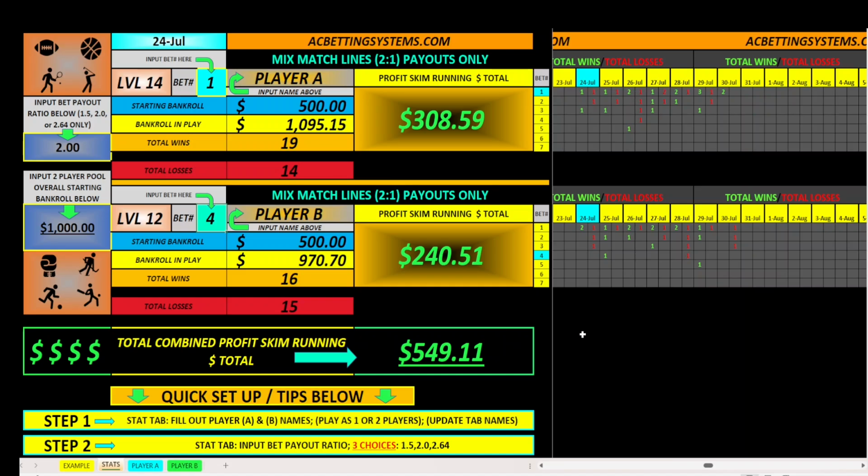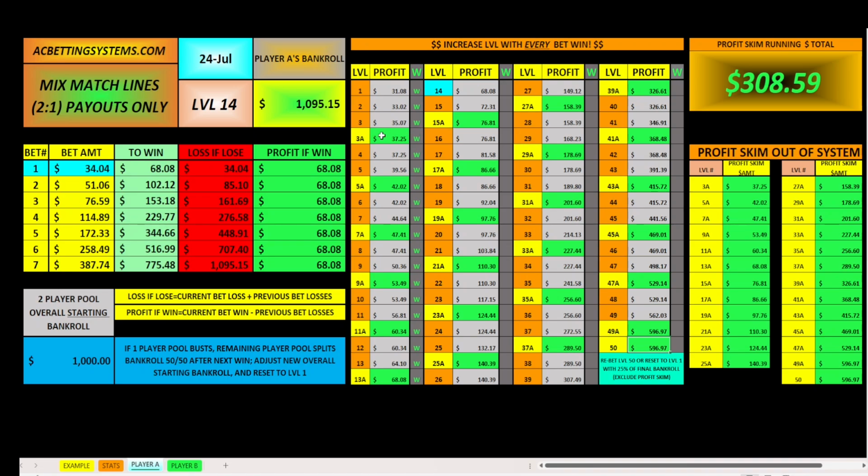Okay, so if we stopped right here, we have the current total profit skim of both players right here. This total has been removed from the system. You can put it in your wallet, and yet we still have these 2 bankroll amounts still in play. And as mentioned before, on each player's tab, you will know exactly where you're at. Your current bankroll in play, bet number, bet amount, the progress of all your wins, and the current profit, and a running tally of all your profit skims. Easy to read, easy to understand.